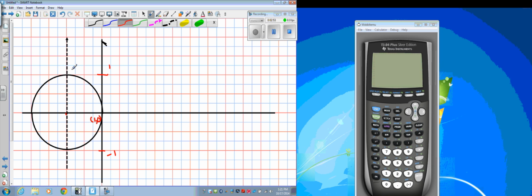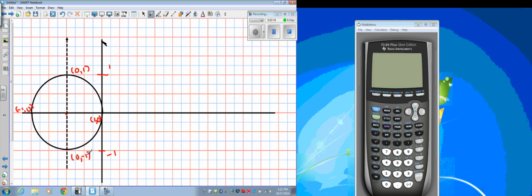Now here, the x value is 0, the y value is 1. And back here, the x value is -1, the y value is 0. And here the x value is 0 and the y value is -1.